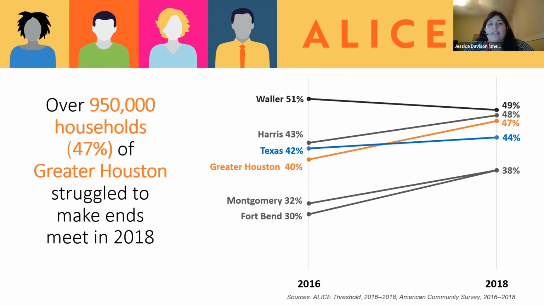But we can also look at this by county. You can see here that in 2018, both Fort Bend and Montgomery County were at 38% living ALICE and living below the federal poverty. Harris County was at 48%, and Waller County, while it did have a slight decrease from 2016 to 2018, is now at the top end at 49%.